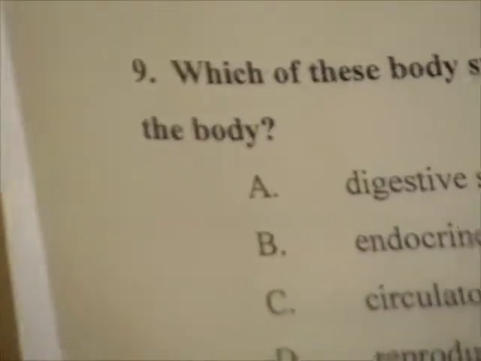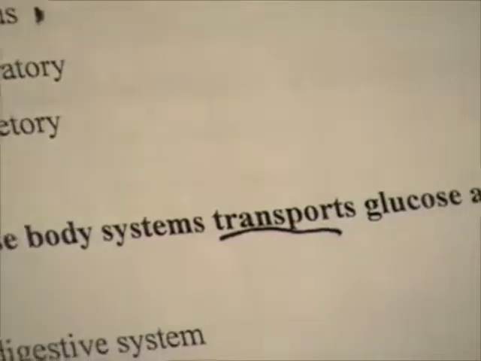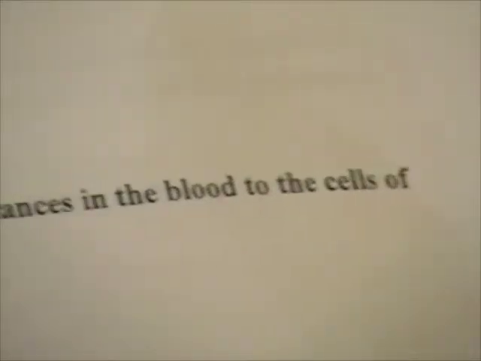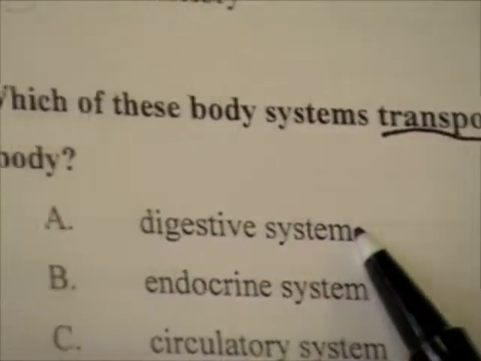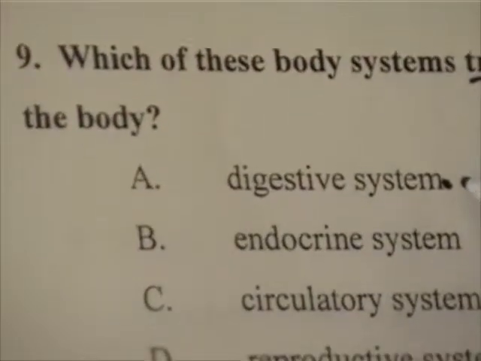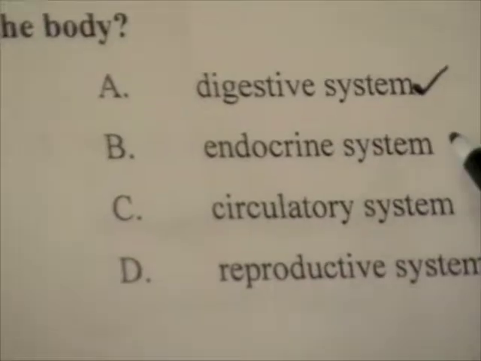Which of these body systems transports glucose and other substances in the blood to the cells of the body? Transports. We saw that before. We're going to have to think about that. Well, the digestive system breaks food down into smaller particles like glucose that the cells can use. And we know that there's glucose in the question. So possibly that is an answer.